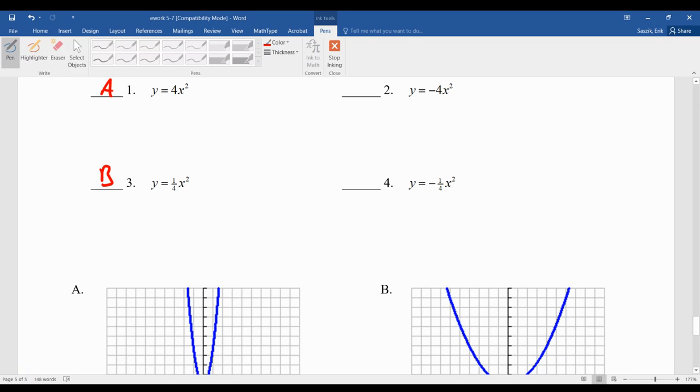Here, these both open down. This one is farther away from 0, so that means it's going to be steeper. So that's going to be the C one, and this would be the wider one, the D one.